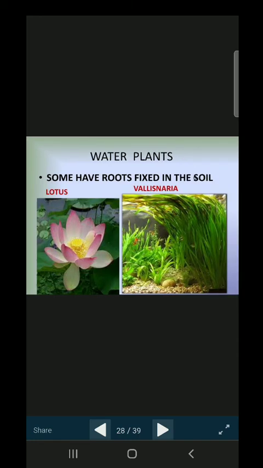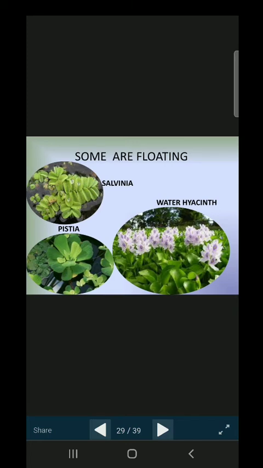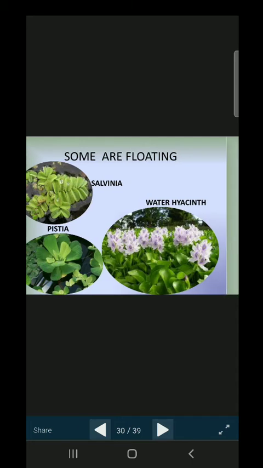Next is the adaptational feature of pond and lake living animals and plants. First of all, water plants. Some of the water plants have roots fixed in the soil, like the lotus, as you can see in the picture. Some are floating as well. You can see the pictures here: pistia, water hyacinth, etc.